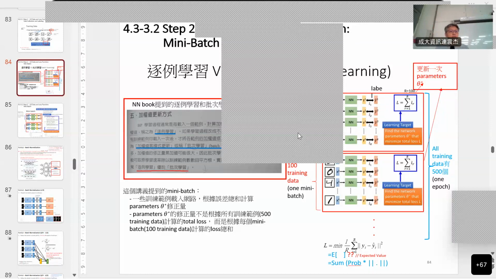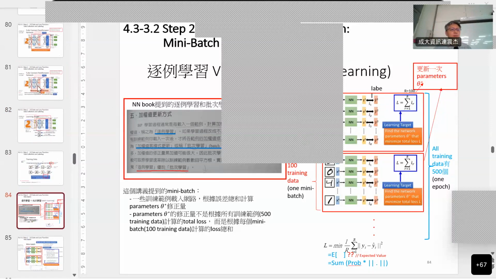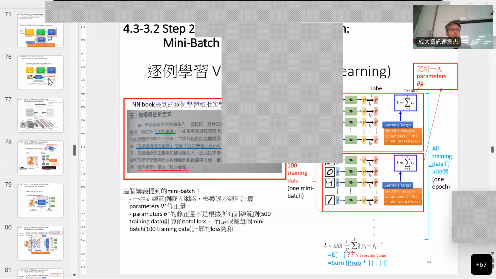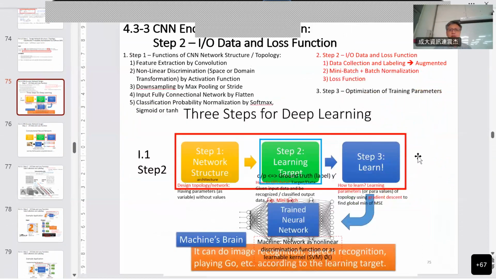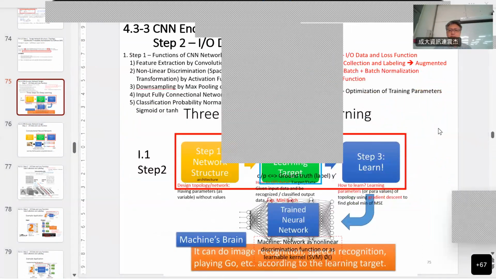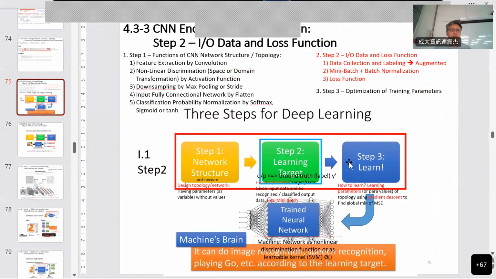Okay, we talked about Faro last time, so we designed the network. We already talked about the first step, and right now we talk about the second step.